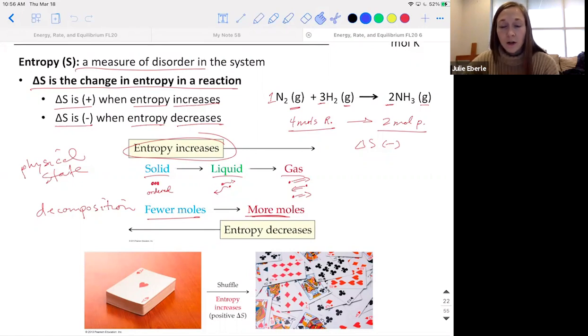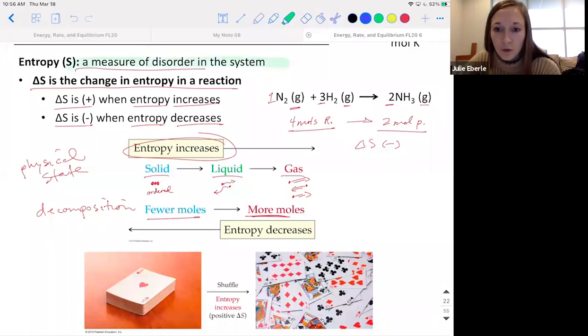Some reactions overall release heat, and those are exothermic. Some reactions overall absorb heat, those are endothermic. And then we started talking about the second puzzle piece, entropy, which is a measure of disorder. And that's what you see here on the slide, measure of disorder.